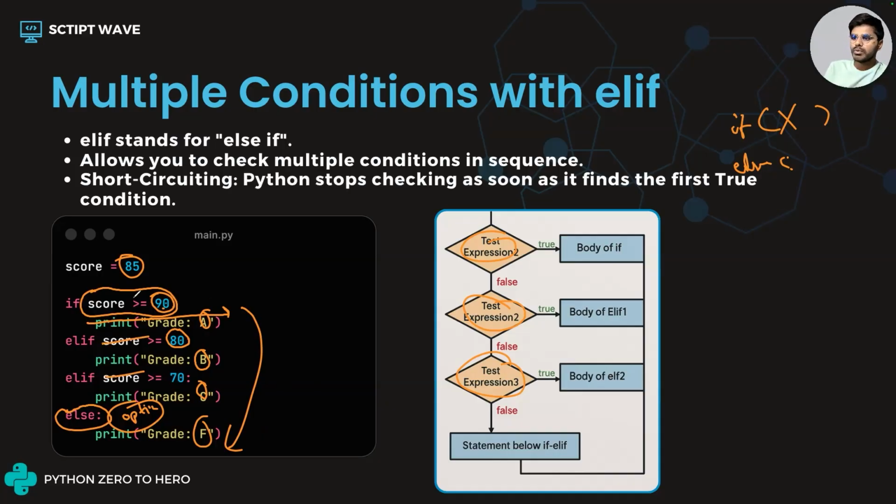Only if the above is false will it move to the next one to check if this is true or not. If this is true, then it will skip the rest and move on immediately. So only one condition should be true. If more conditions are true, the first one will be validated and the next ones will be skipped. So remember this when you are writing the elif statements.